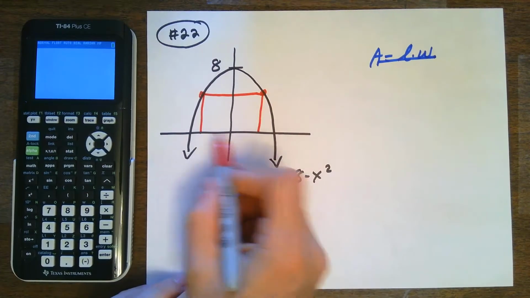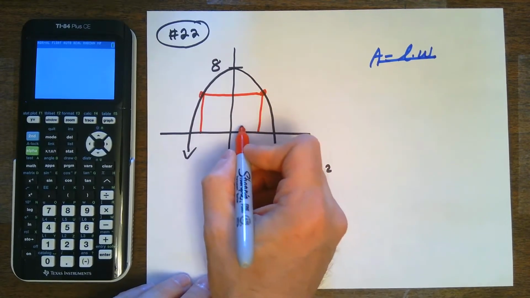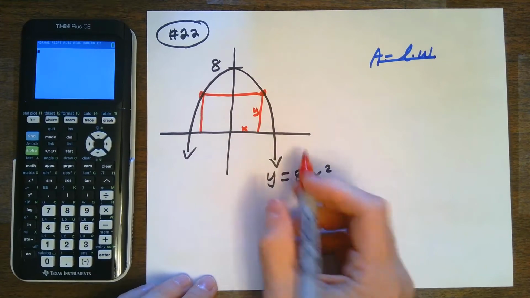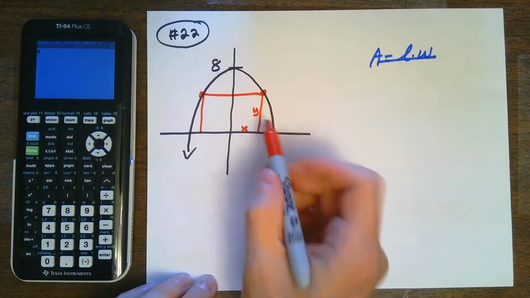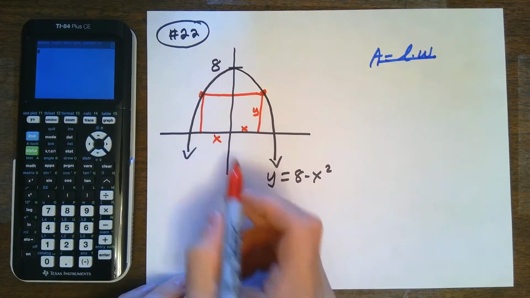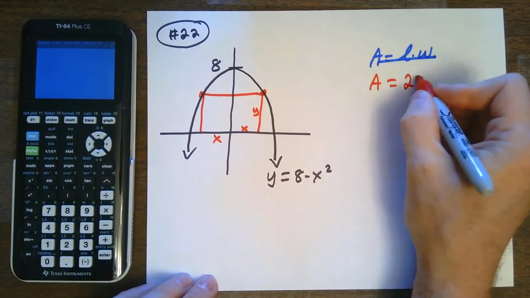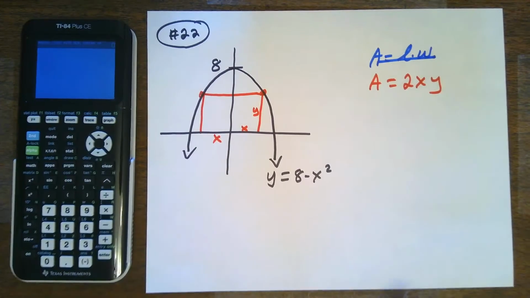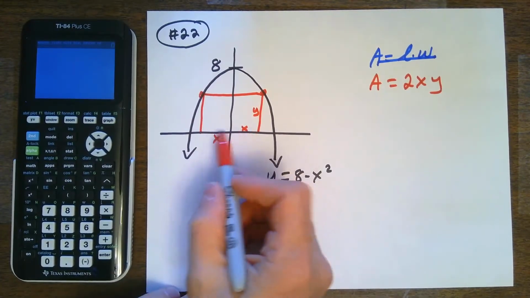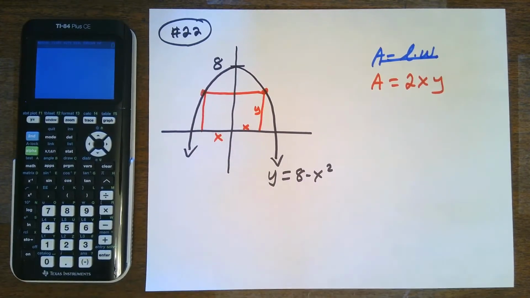Well, if I think about it as the base, this value is x, this value is y. So does that mean it's x by y? No, because this is x as well, right? So it's really 2x times y. So the area is going to be 2x times y. X plus x is 2x.